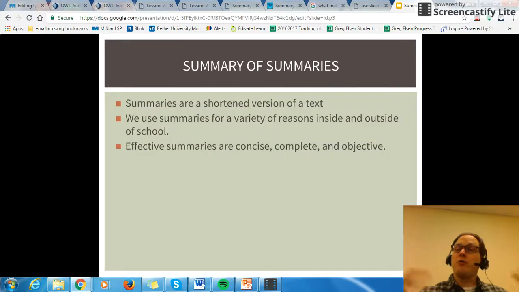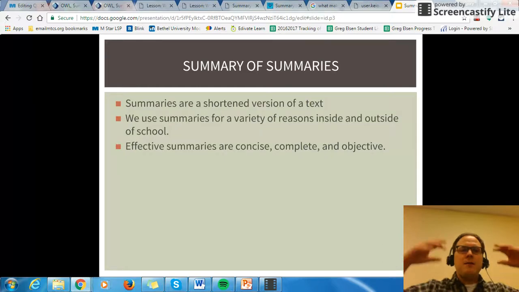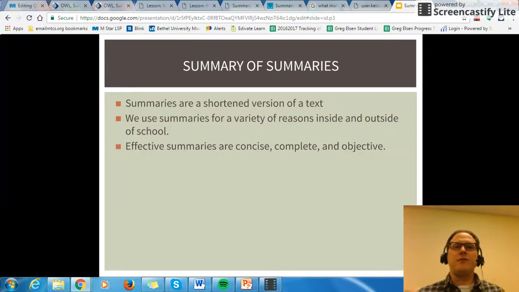So let's go through a quick summary of summaries. So again, summaries are a shortened version of the text. We use summaries for a variety of reasons inside and outside of school. And effective summaries are concise, meaning that they focus on the main ideas. They're complete. They focus on all of the main ideas. They are objective, meaning that they only focus on the ideas of the text and they leave out your specific opinions on it.